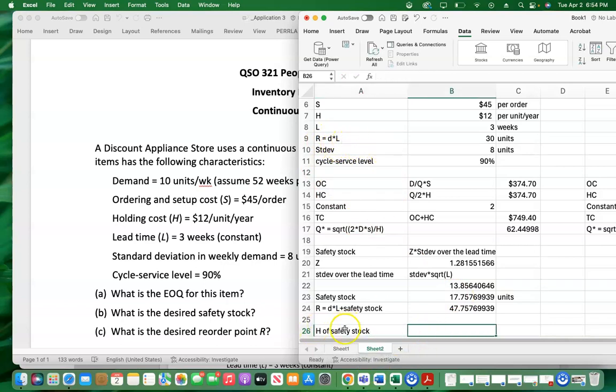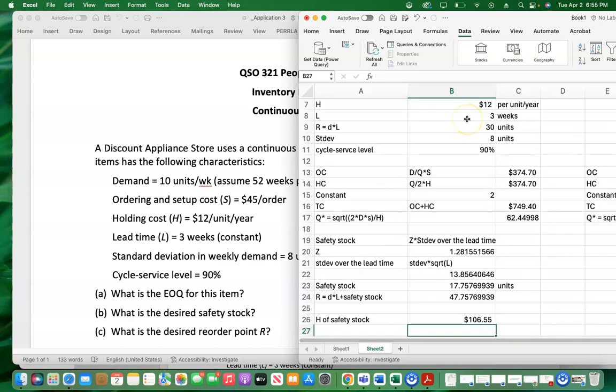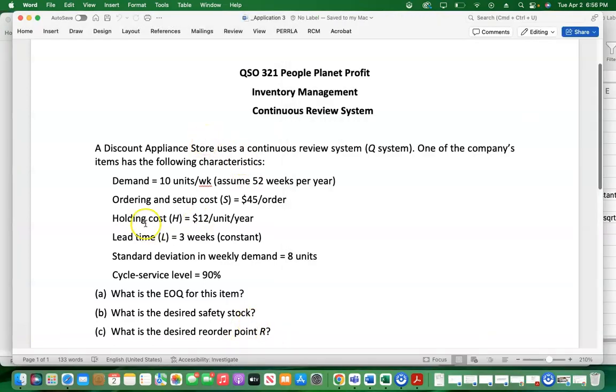And so the yearly holding cost of the safety stock can be found by putting equal sign, and then we will use this formula that will be the Q, and our Q is 18 divided by 2, which is constant, and so I'm going to click on the 2, and that will be times the holding cost per unit per year, which is $12. And so you can enter, and you can see that the cost of keeping these additional units for the whole year will be $106.55. So that's all with this application number 3.